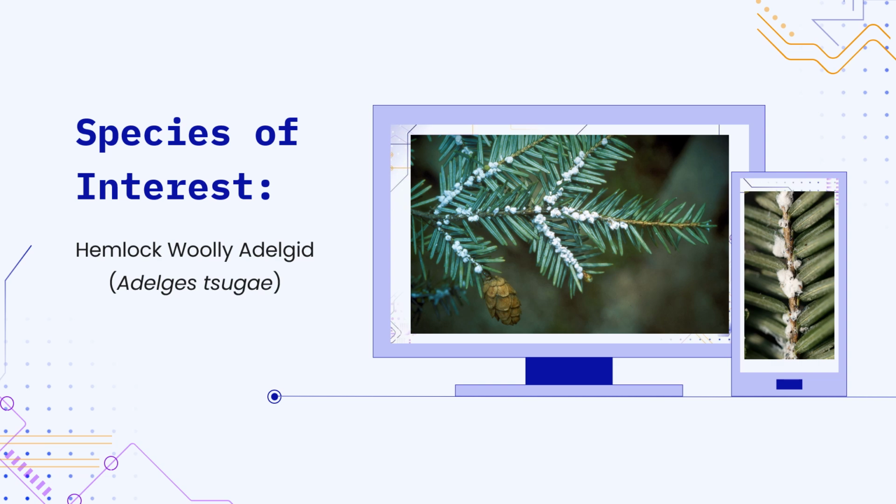It's native to Japan, and it was introduced to the United States in the 1920s to the Pacific Northwest, and in the early 1950s to Washington, D.C. and Richmond, Virginia. The species has spread throughout the East Coast through wind, birds, mammals, human activities, and also infected nursery stock, which has increased the species' damage to hemlock.